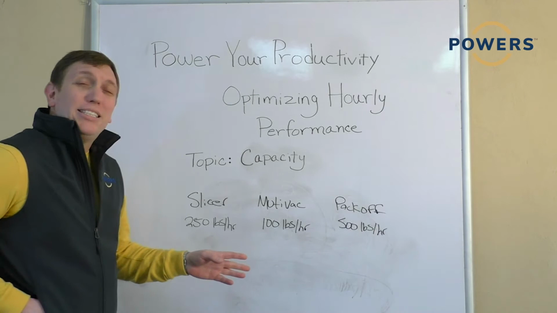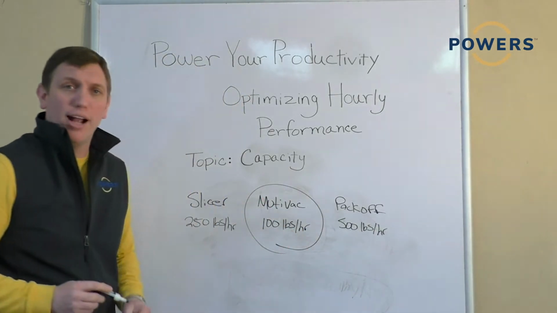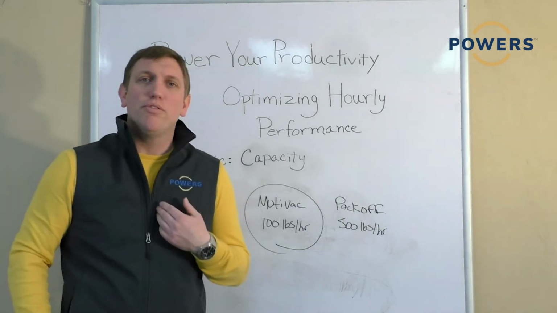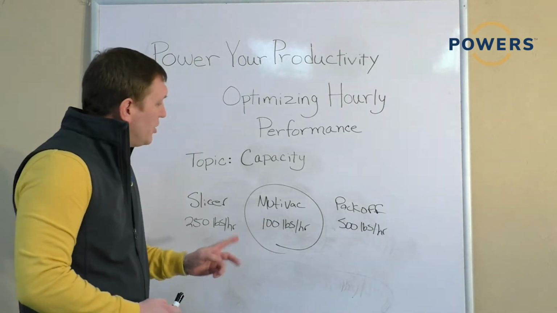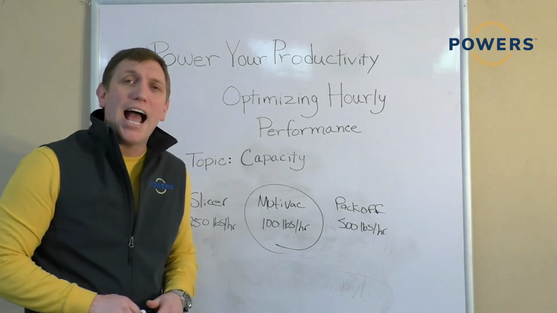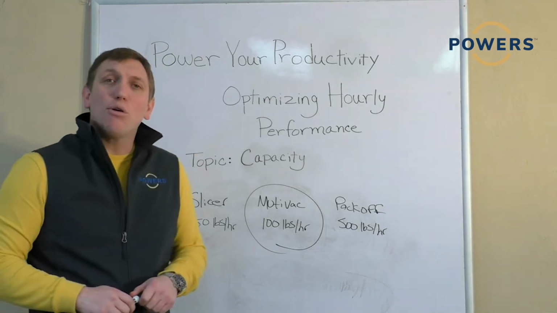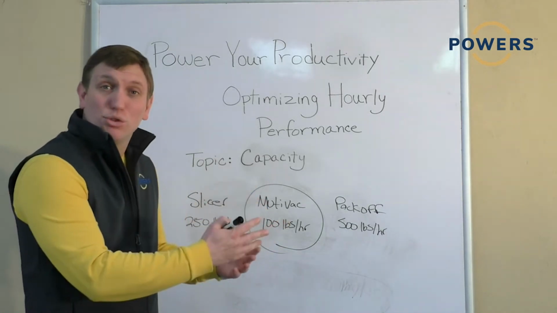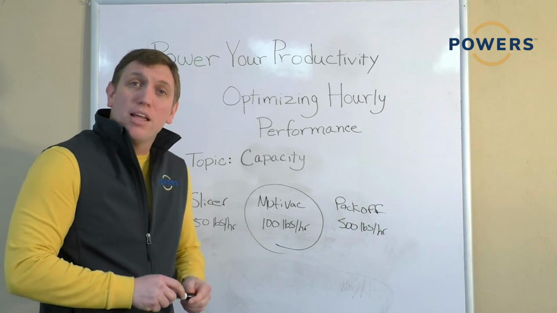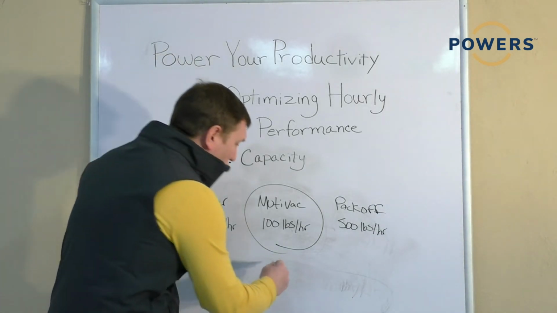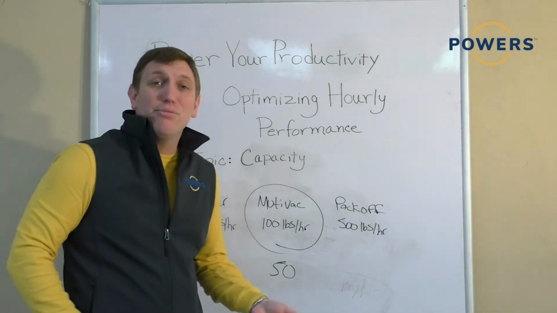For my example, my multi-vac capacity was 100 pounds per hour. Now that I know that as a supervisor, I'm going to go to this station, and when I start my line, I'm going to start to understand: am I hitting 100 pounds per hour on an hourly basis? Let's say in hour one, after a very successful startup, I hit 100 pounds per hour. Well, I would get a check mark for that. Now, let's say I get into hour two and I only hit 50 pounds per hour. Well, I've hit half of my capacity.